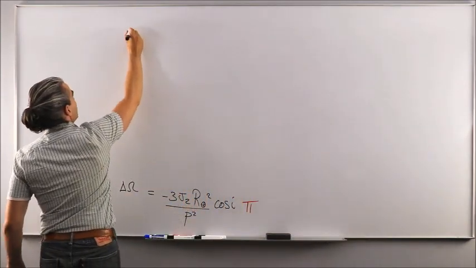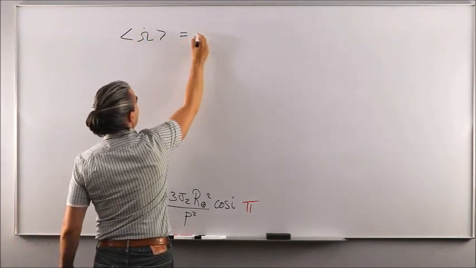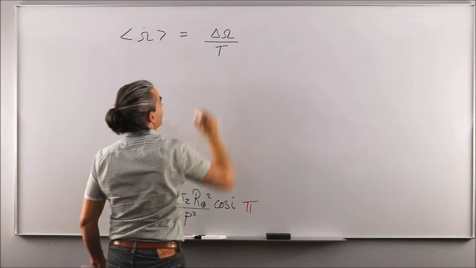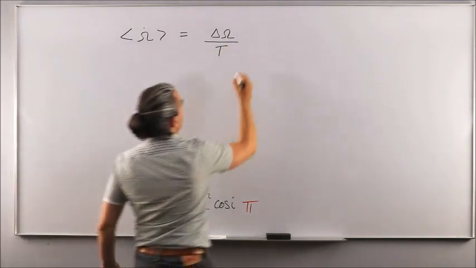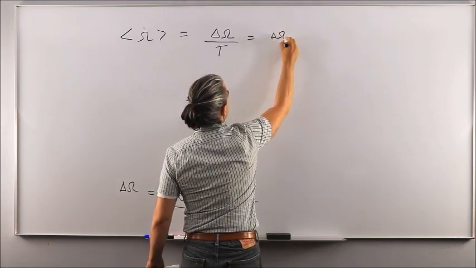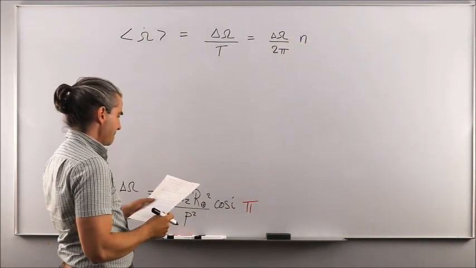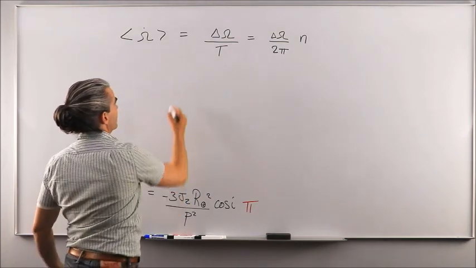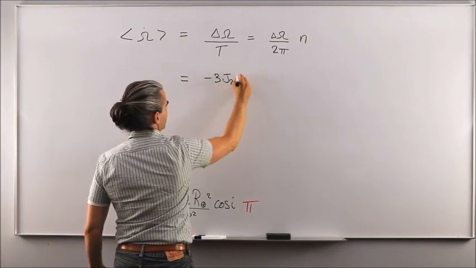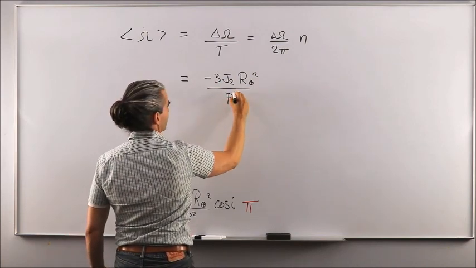So I'm going to write the average rate of change in RAAN due to J2 will be equal to this quantity over one orbital period, where one orbital period is 2 pi over n. So this divided by 2 pi times n. Or in other words, minus 3 J2 R Earth squared over p squared.